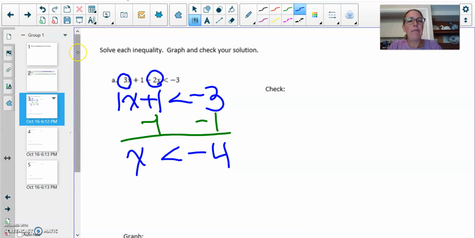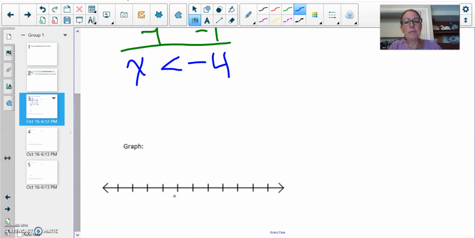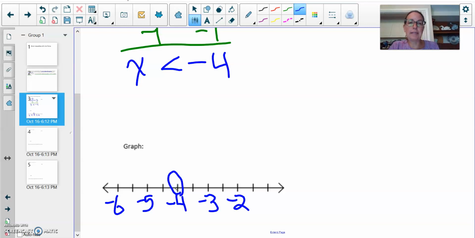So on my graph, I like to do the graph next. I'm going to put negative 4 in the middle. Go 2 values either side of it. In this case, it's open at negative 4 because there's no equal sign in my statement. And I'm shading numbers below negative 4, so I shade towards the left.